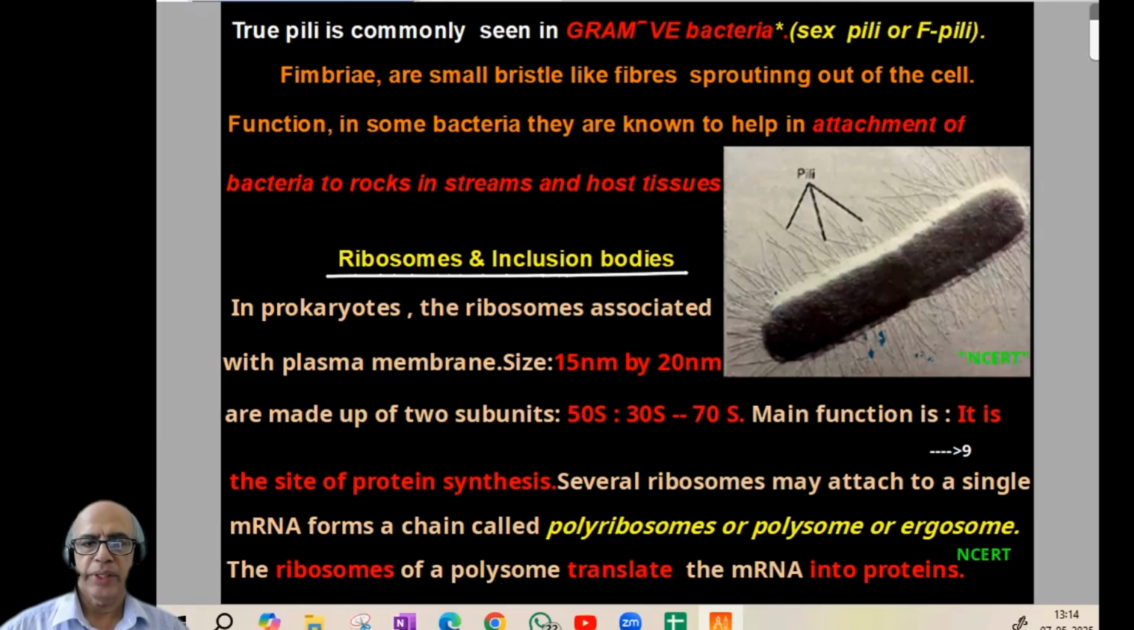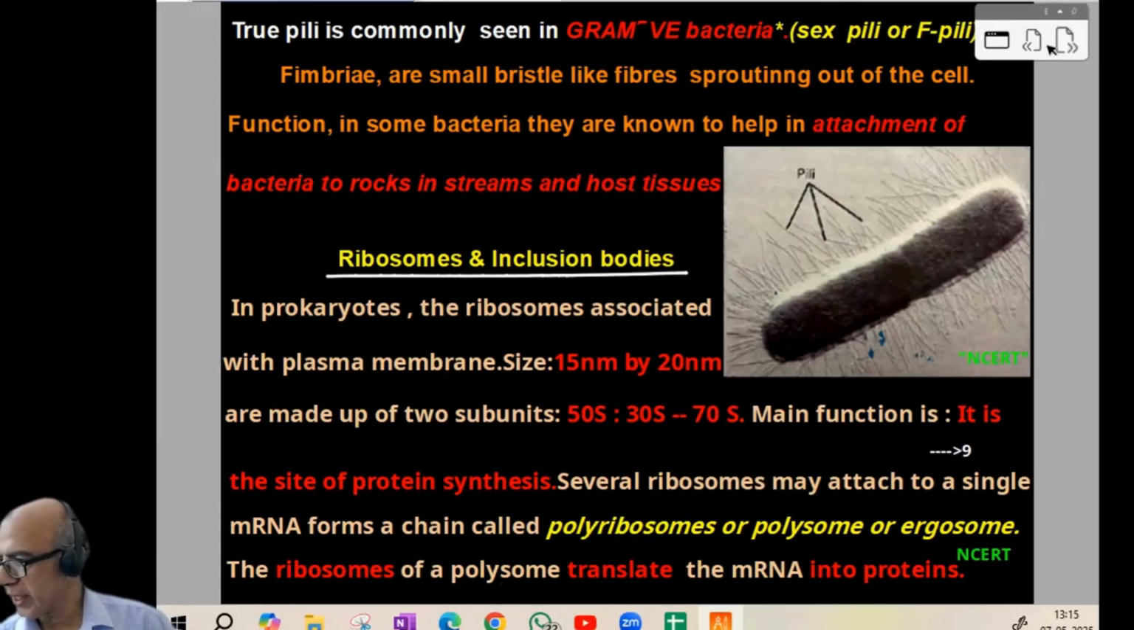Main function, it is the site of protein synthesis as usual. Several ribosomes may attach to a single mRNA and form a chain called polyribosome or polysome. There is one more synonym, not commonly seen: it is also called ergosome. So mainly polyribosome or polysome. Ribosomes of a polysome translate mRNA into protein. So protein synthesis. I think the idea is clear.